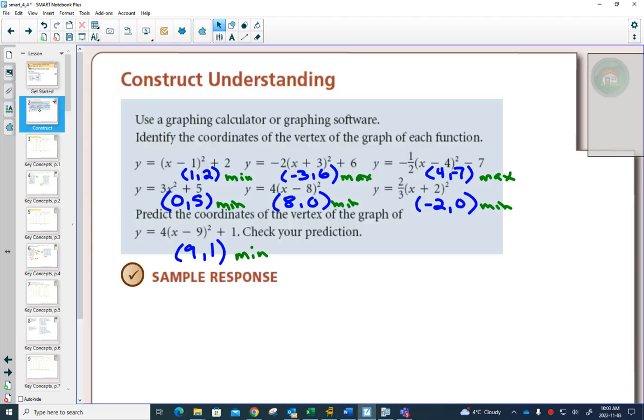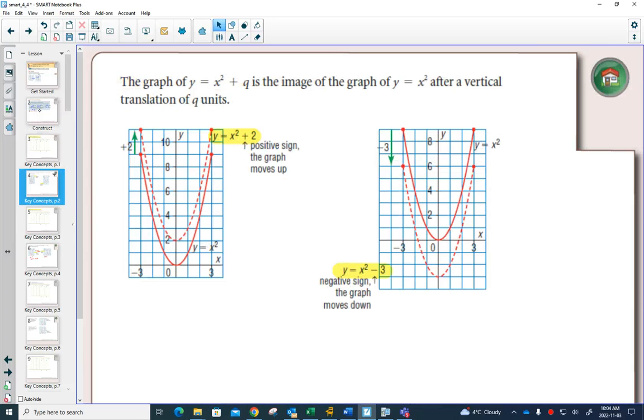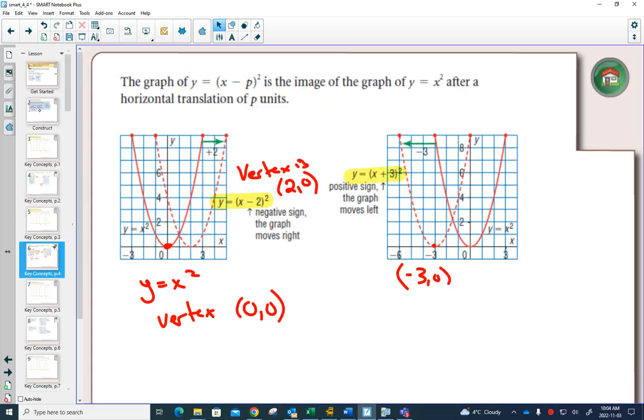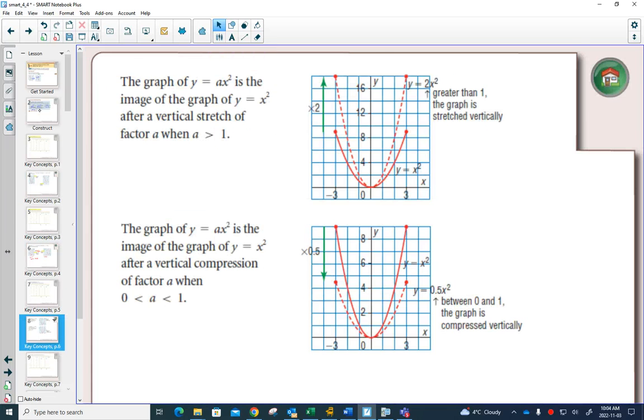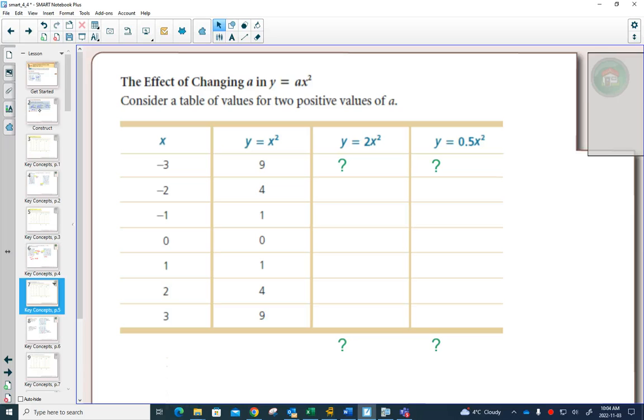Here, 8 to the right, but not moved up or down. So you get 8, 0. 2 to the left, but not moved up and down. -2, 0. And finally, 9 to the right and 1 up. So the hint in the vertex is based on how it's moved left, right, up, and down. Now there's another thing that changes our graph. The next thing that we're going to highlight, which is the number in front.